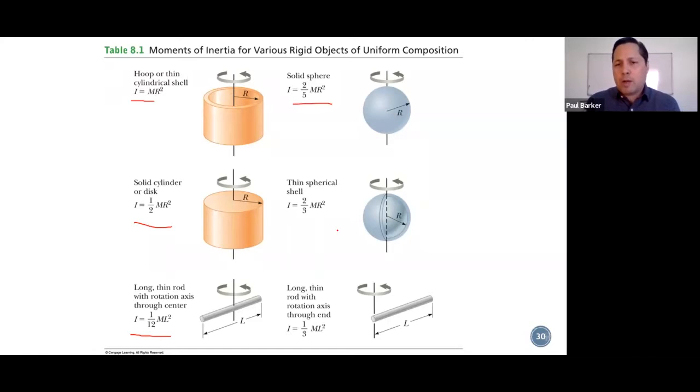What if we had a hollow sphere, something like a basketball, where most of the mass is on the outside and inside it's just air, so very little mass at all? That'll be 2/3 m r squared. And finally, what will be the moment of inertia for a rod that's being spun about its end? It'll be 1/3 m L squared, where again L is the length of the rod.